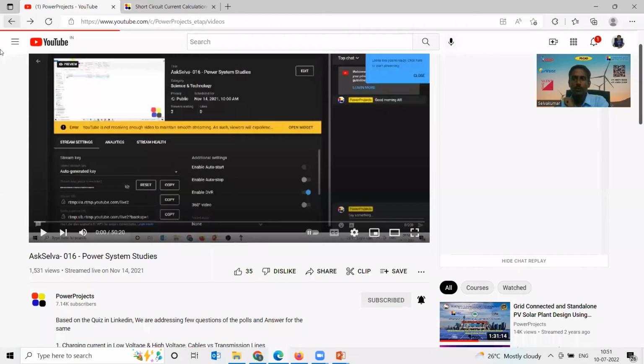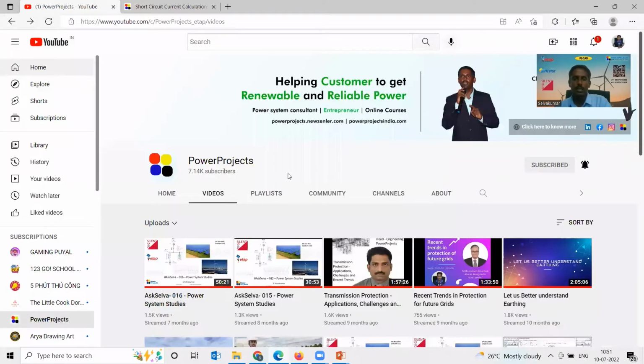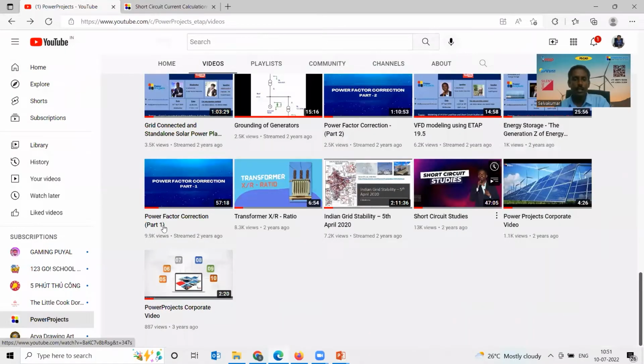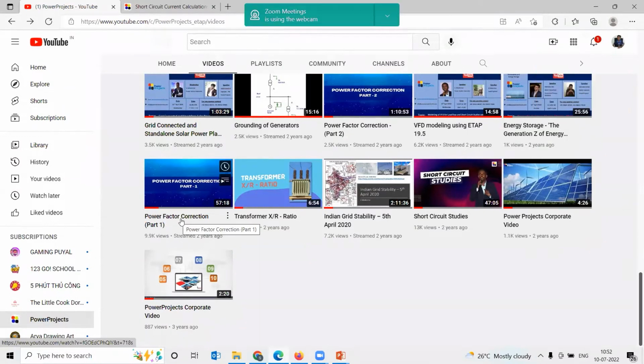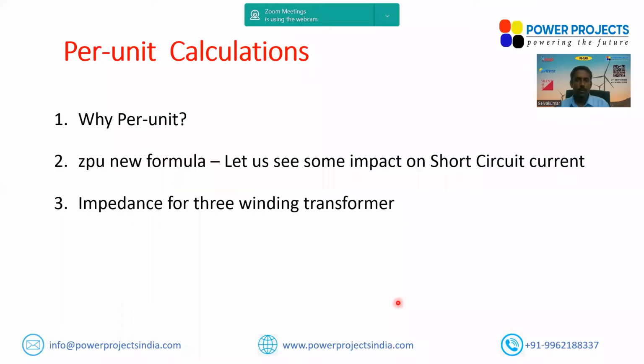If you want more of the basics, I have talked in depth about the basics of circuit theory and how to relate that in power factor correction part 1. Kindly ensure that you don't miss this video. It gives quite a lot of fundamentals, and the application of that is covered in power factor correction part 2. Per unit calculations, let's address the first important question.